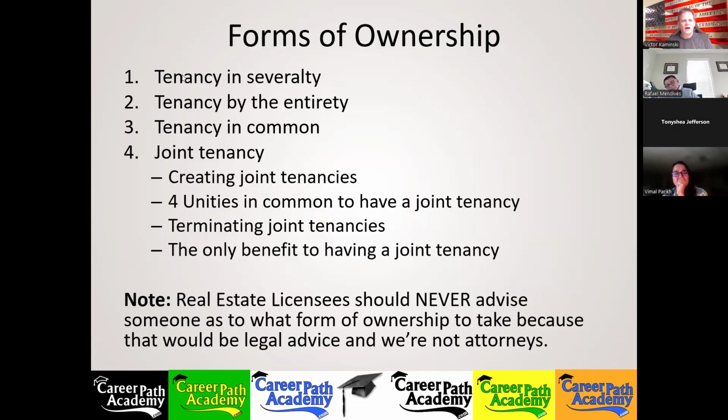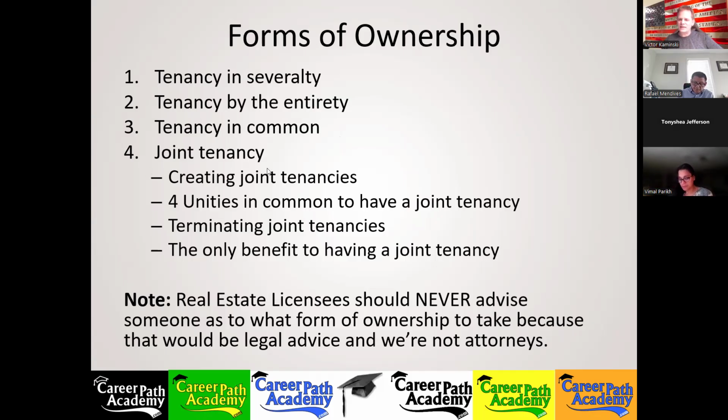Okay, so here are the forms of ownership. We have tenancy in severalty, which the root word is sever, meaning that your interests are severed from all others. So it's sole ownership by one person or entity. Then we have tenancy by the entirety. This is ownership by married couples. Then we have tenancy in common. It's the default form of ownership when you have two or more owners not married to each other.